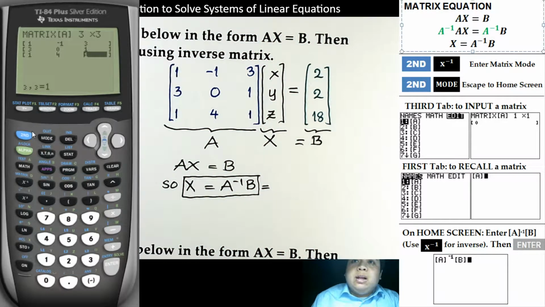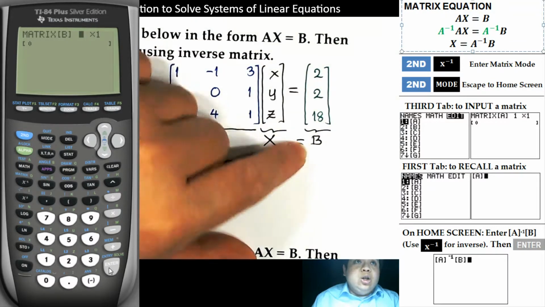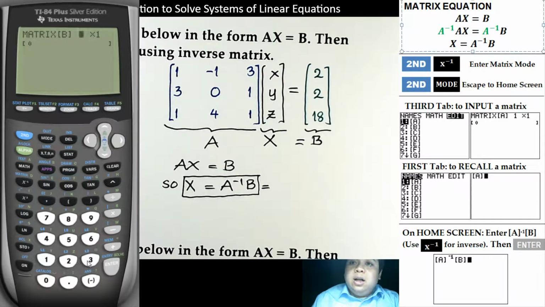Once we're done, second mode, back to home screen. Now we go second matrix. Matrix A is there already. Now we're going to put in matrix B. So go to edit, go to the second line for matrix B and edit matrix B to 3 rows, 1 column. Once we're done, second mode, now back to home screen.